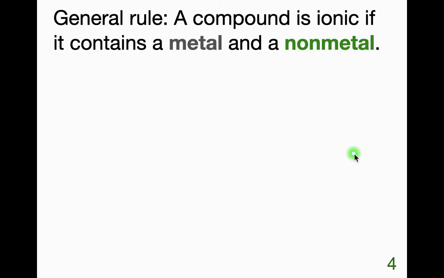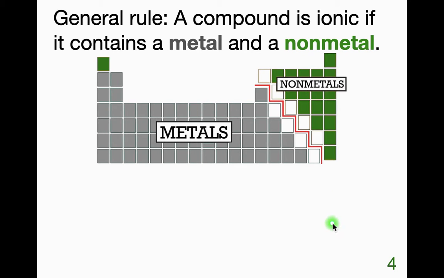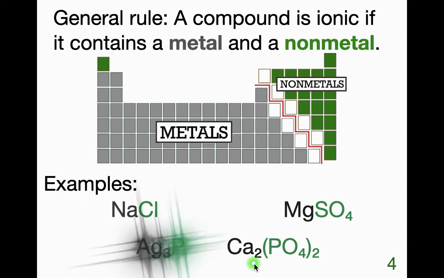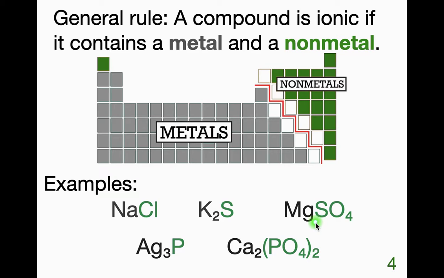General rule, a compound is ionic if it contains a metal and a nonmetal. So examples, sodium chloride, calcium phosphate, magnesium sulfate, potassium sulfide, silver phosphide. Now, it's a metal and a nonmetal, but you can see there's some polyatomic ions which are made up of nothing but nonmetals. So the easiest way really to identify an ionic compound is simply look at the compound.